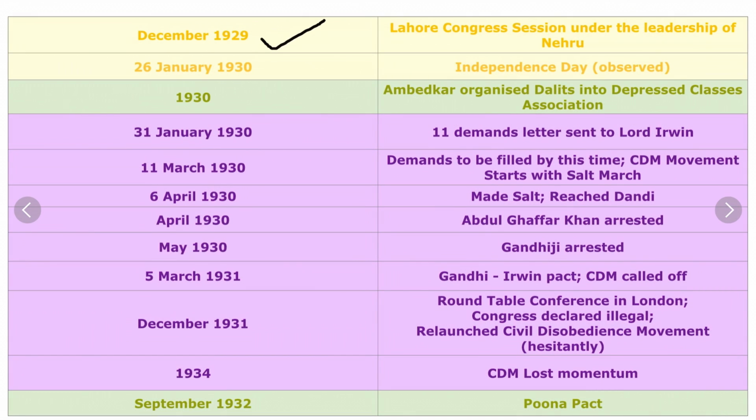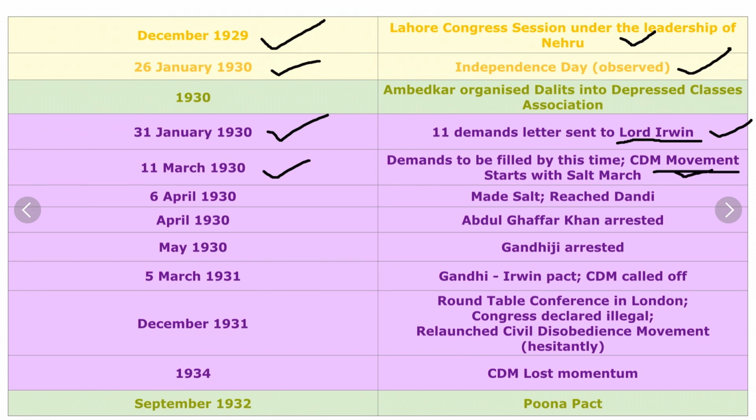In December 1929, the Lahore Congress session was held under the presidency of Jawaharlal Nehru, who finalized the demand for Purna Swaraj, or complete freedom. In addition, it was decided that 26 January 1930 would be celebrated as Independence Day. On 31st January 1930, Gandhiji sent a letter to Viceroy Irwin with 11 demands, which included general interest, specific demands of different classes from industrialists to peasants, and abolishing the salt tax. The letter stated that if the demands were not fulfilled by 11th March, Congress would launch a civil disobedience campaign.